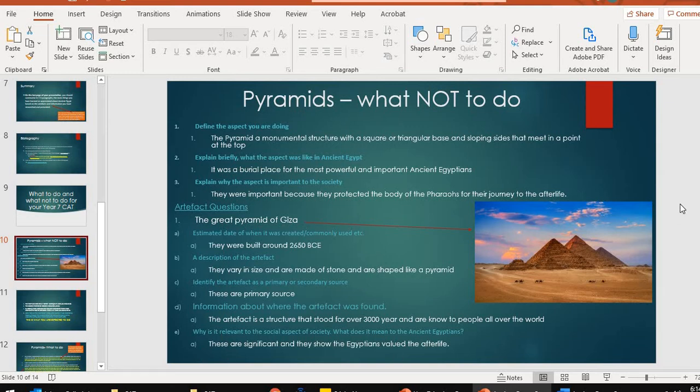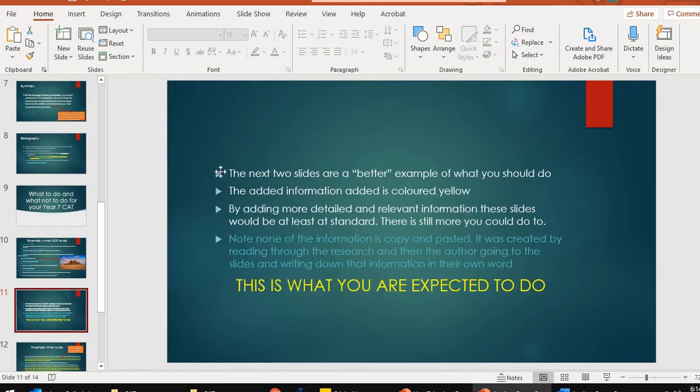The reason why this isn't good is because it doesn't go into enough detail. Because it doesn't go into enough detail, you're not going to get even the basic marks. You need to be able to put detail into it because you're not learning anything. So the next 2 slides are a better example of what you should do. The added information is added in colour.